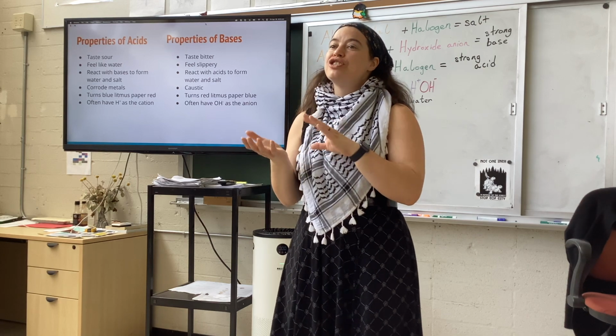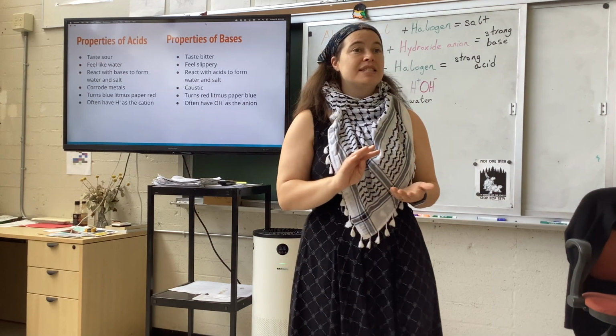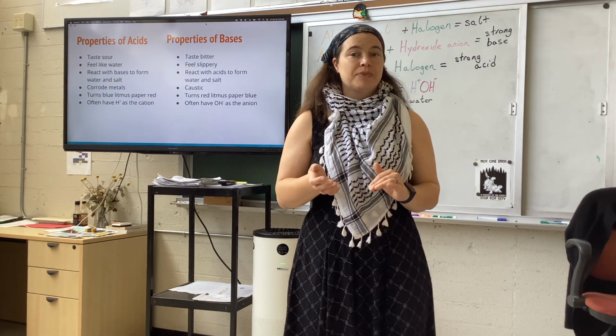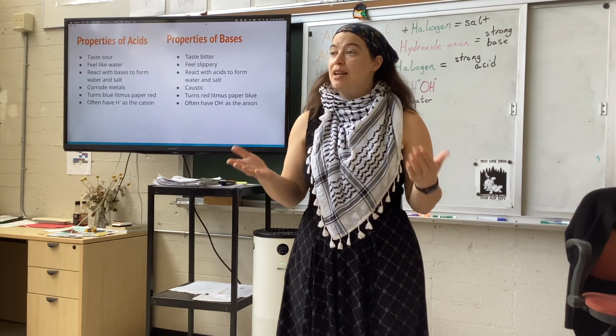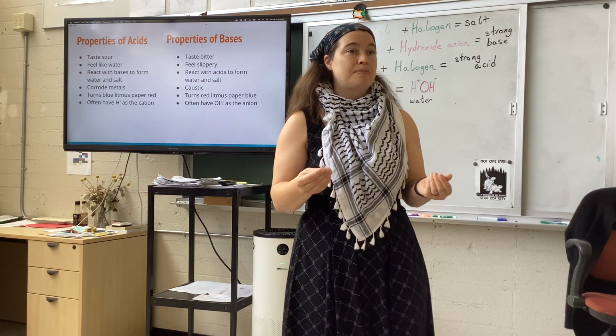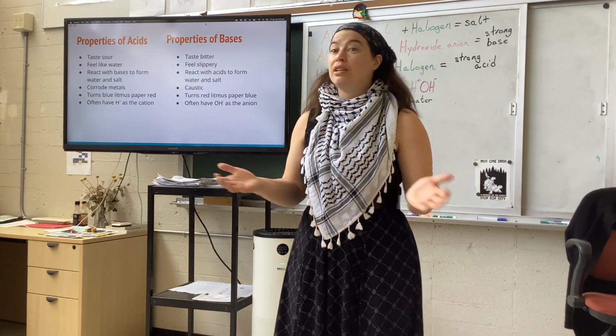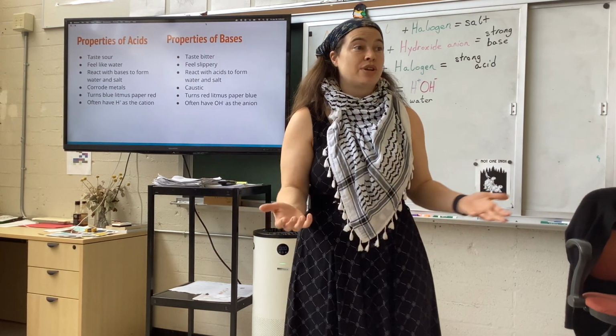Indicators change color in the presence of an acid or a base. One of the most common indicators is this stuff called litmus paper. It's made out of a plant. Lots of plants actually create indicators on their own.